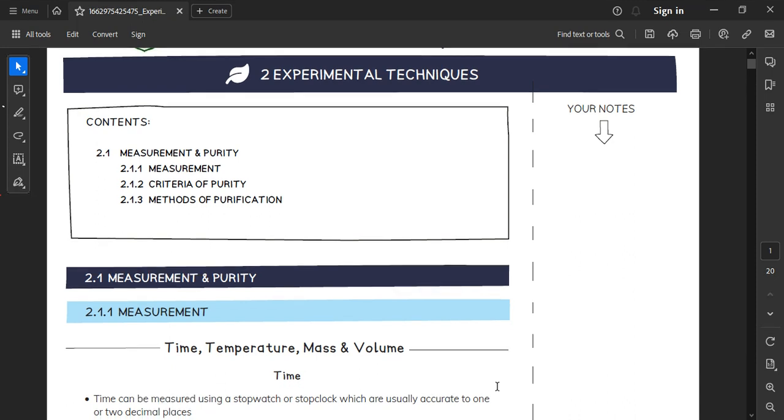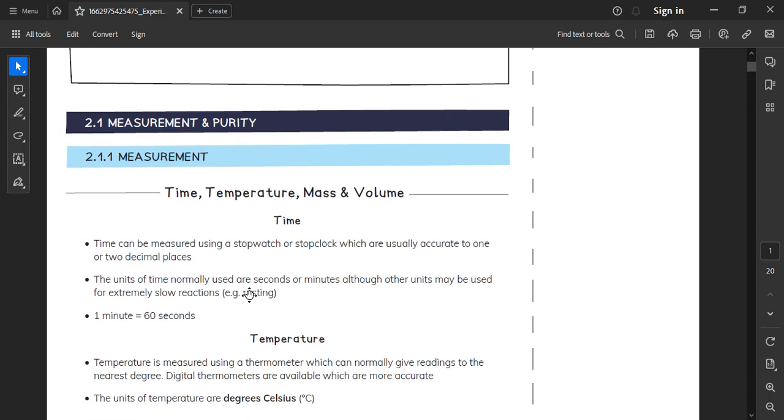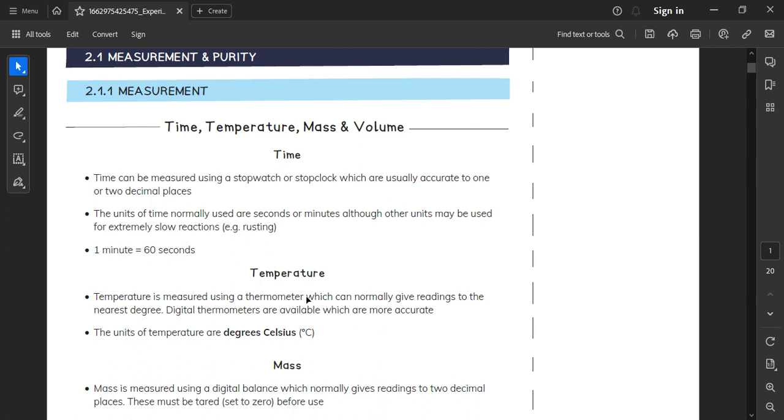Today we'll be looking at IGCSE Chemistry, and in that we'll be looking at experimental techniques. Let's start. Measurement and purity. Measurement, we have time, temperature, mass and volume.